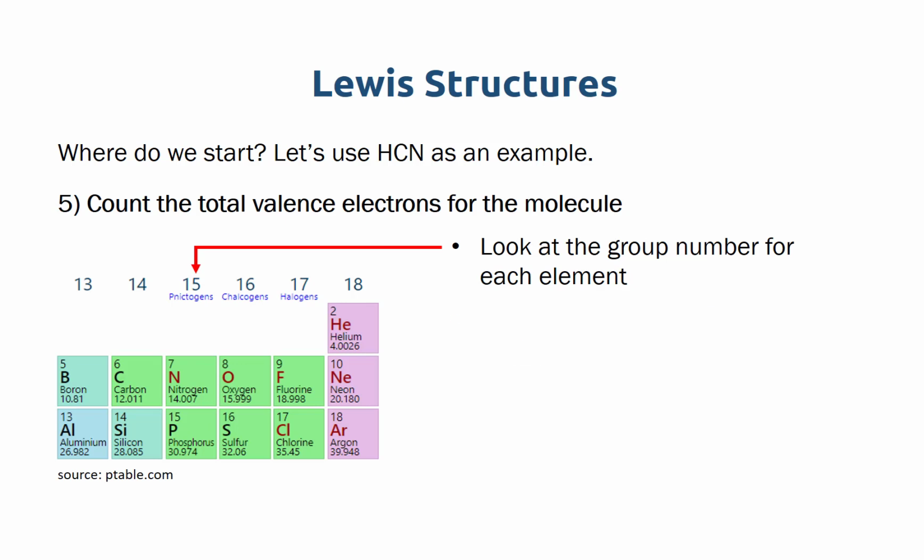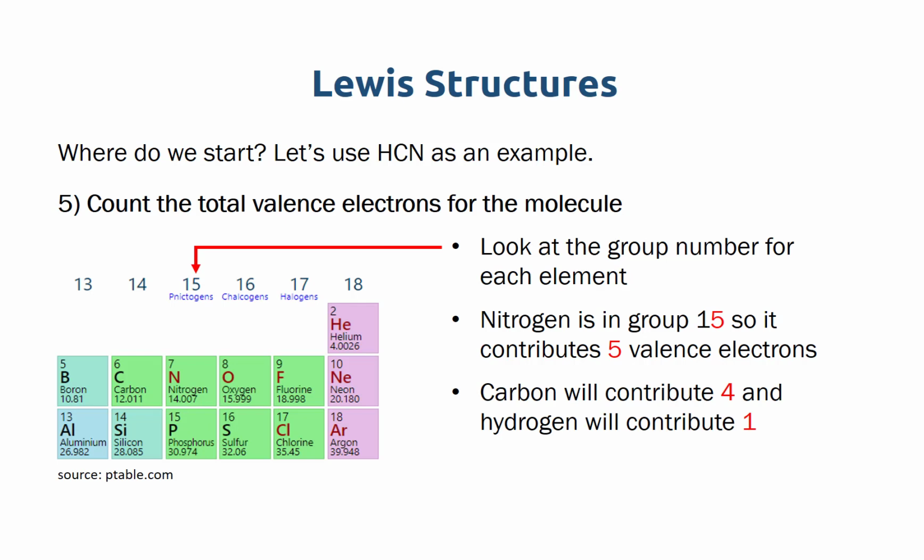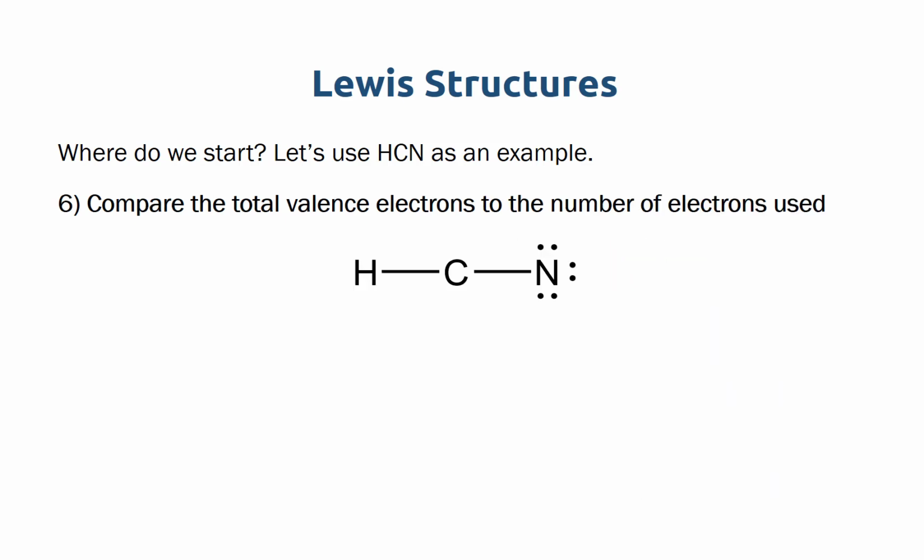each element has. Nitrogen is in group 15, so it contributes 5 valence electrons. Meanwhile, carbon will contribute 4 because it is in group 14, and hydrogen will contribute 1 because it's in group 1. So if we add these all together, that equals 10 valence electrons total. So we want to compare this with how many electrons we have already drawn on our molecule. Currently, our molecule has 4 electrons in bonds and 6 electrons in lone pairs.